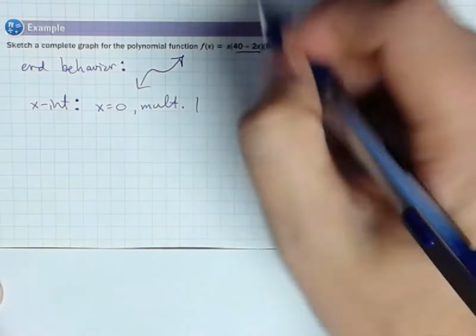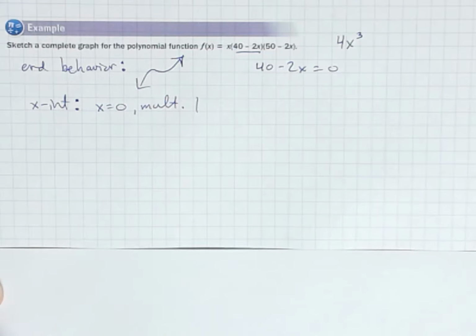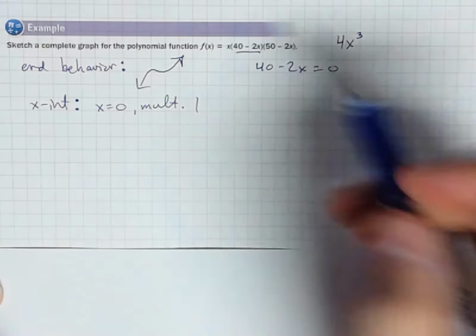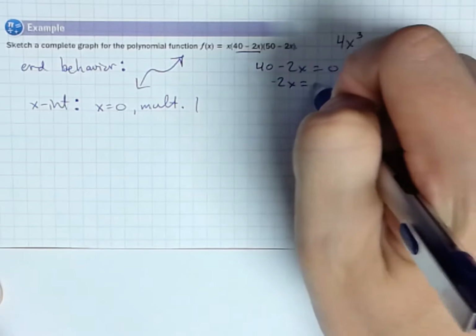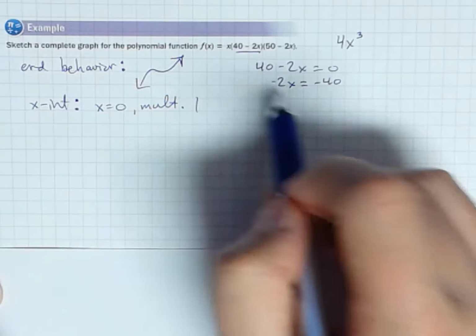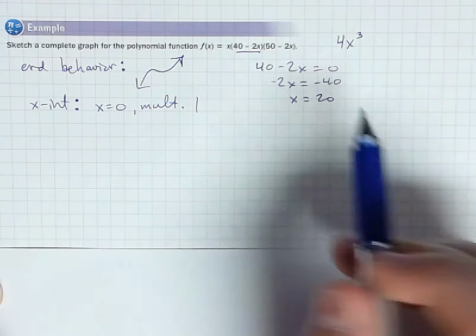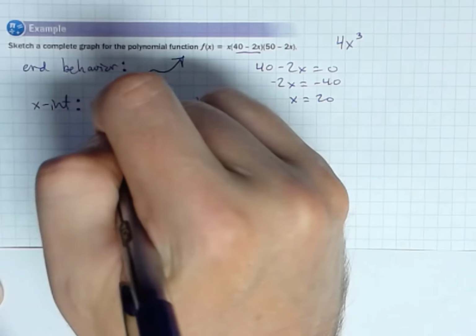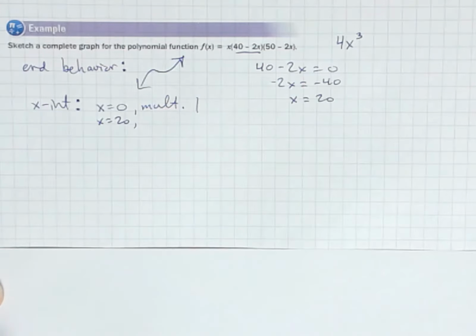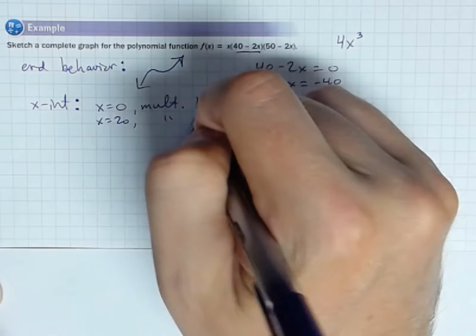So 40 minus 2x. If I just set that factor equal to 0 and solve, we would get negative 2x equals negative 40 if I subtract over. So x equals 20, right? If I divide by negative 2. So x equals 20 is also a zero, and there's only one of them. So that's also multiplicity 1.